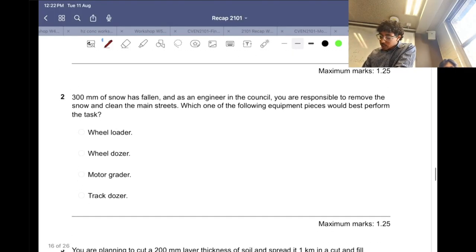Cool. Next question. So 300 millimeters of snow has fallen. As an engineer, you want to remove it essentially. Which piece of equipment would you want to use? So we've got wheel loader, wheel dozer, motor grader, and track dozer. So very module 8 based, or 7 and 8. What are we thinking? Any answers, guys?